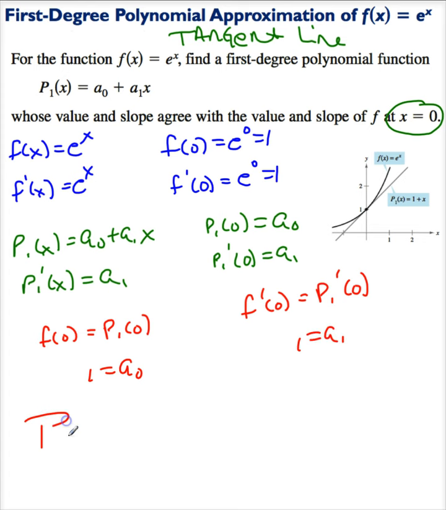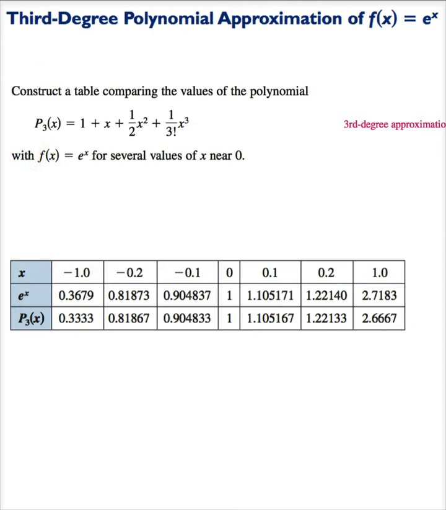Well, this was pretty straightforward. P1 of x then is a0, which is 1, plus 1x. So let me rewrite this as P1 of x is x plus 1. This is a first order linear approximation of the tangent line to e to the x at the point x equals 0. Now you can see this is going to be pretty close until you get very far away. And then we're going to need higher order approximations.